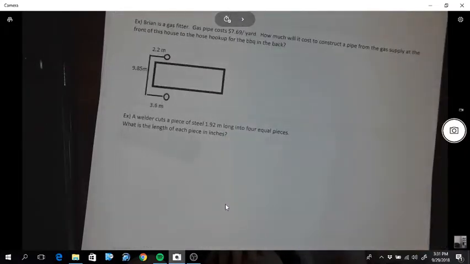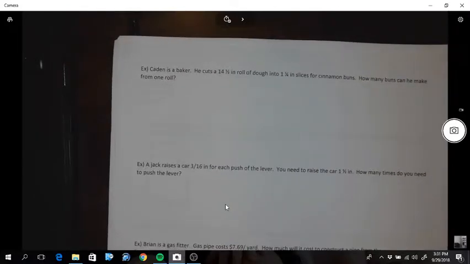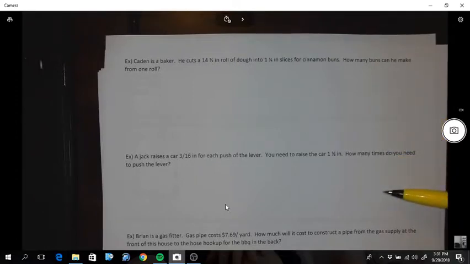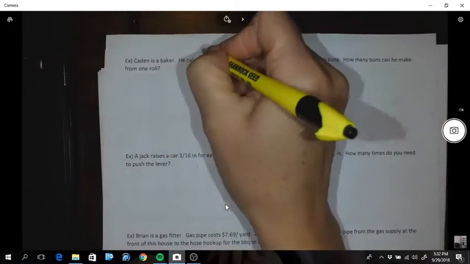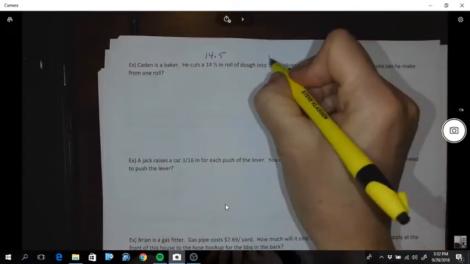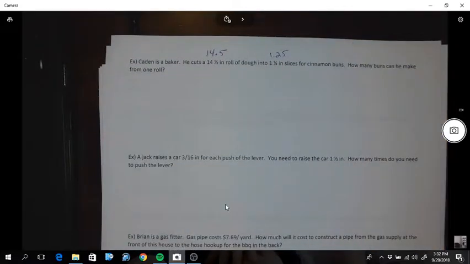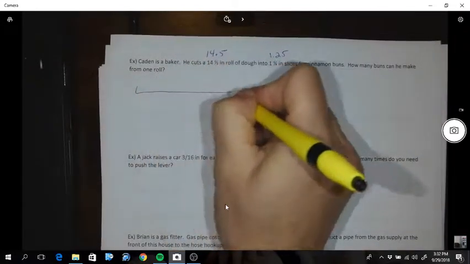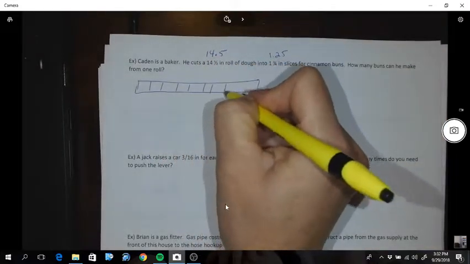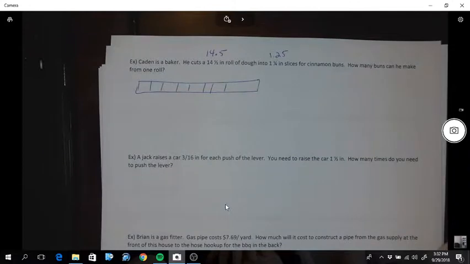Okay, example 2. Caden is a baker. He cuts a 14.5 inch roll of dough into 1 1/4 inch slices for cinnamon buns. So how many buns can he make from one roll? So let's recognize some fractions as decimals. So 14.5, I'm going to recognize that as 14.5, and 1 1/4, I'm going to recognize that as 1.25. Okay, so if I have a roll that's 14.5, I'm just going to figure out how many of these fit into those. So that would be a division.